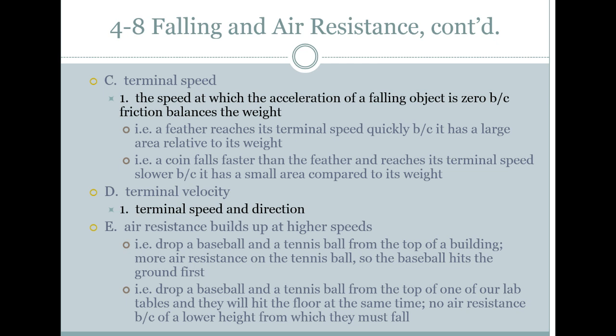If you hold a baseball and a tennis ball at arm's length and release them at the same time, you'll see them strike the floor at the same time. But if you drop them from the top of a building, you'll notice the heavier baseball strikes the ground first. This is due to the buildup of air resistance at higher speeds. At slow speeds, air resistance is often negligible, but at high speeds it can make quite a difference.